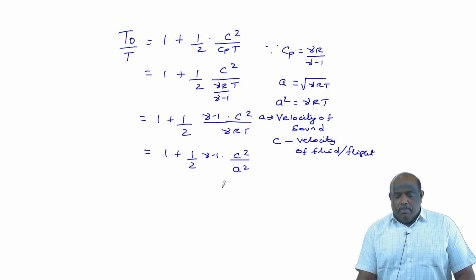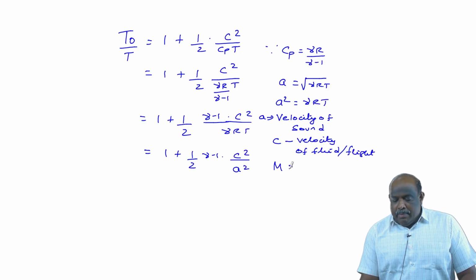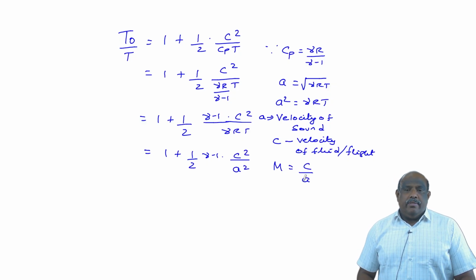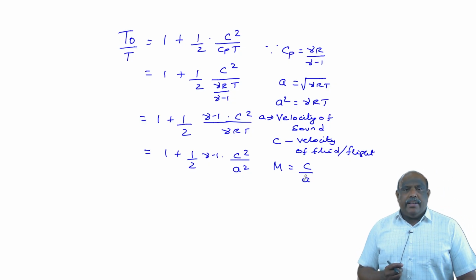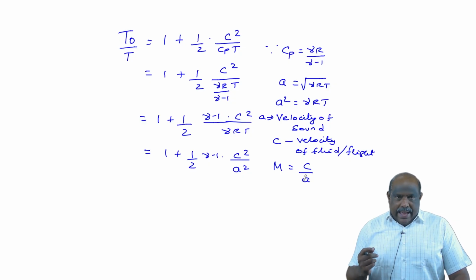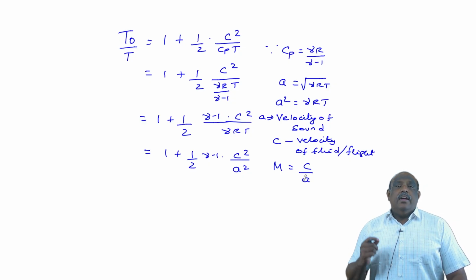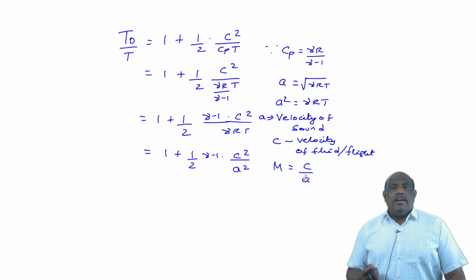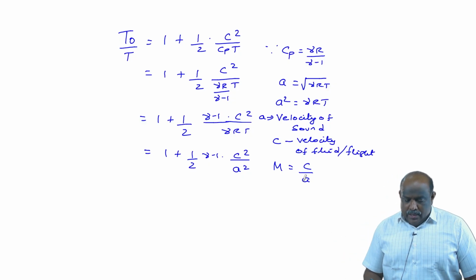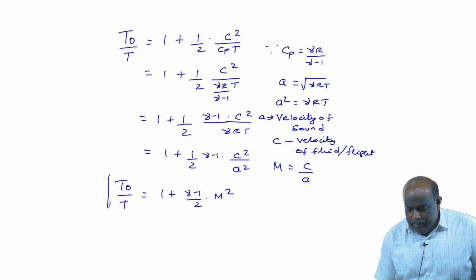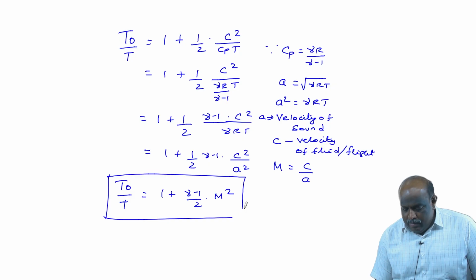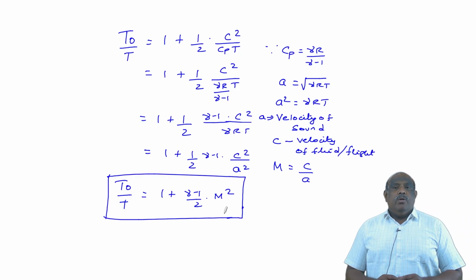We also know that the Mach number is given by C by A. It is a ratio, so there is no unit: velocity of the fluid by velocity of sound. Generally, we use this Mach number for flight, which travels in air. So, A is called the velocity of sound in air and C is the relative velocity of the flight with respect to the atmosphere. Fine. So, we got T naught by T is equal to 1 plus gamma minus 1 by 2 into M squared.